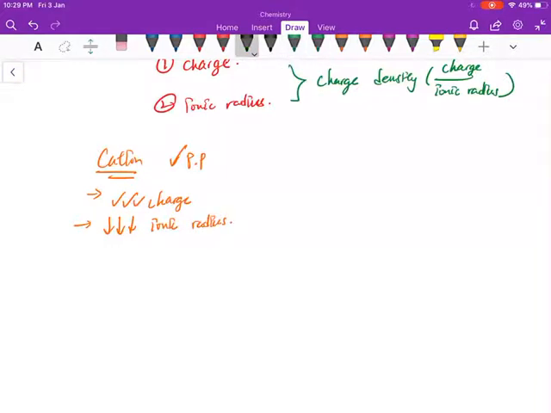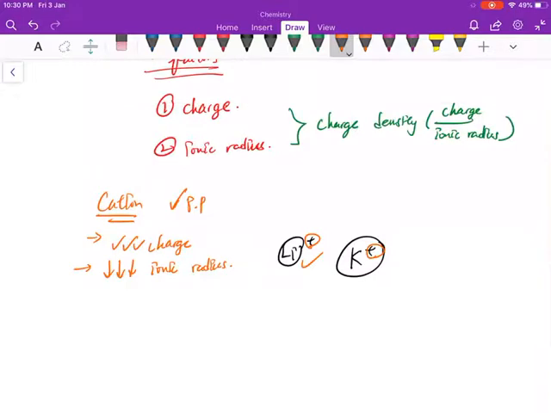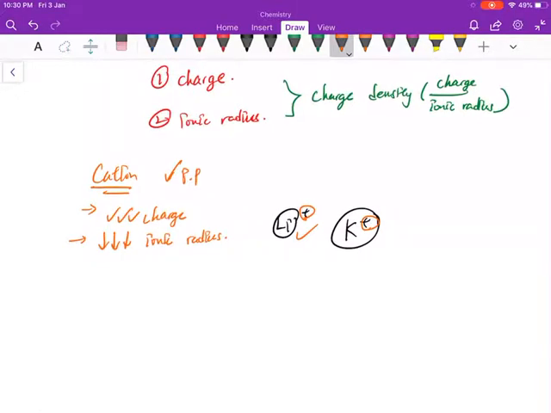So let's give an example: lithium cation and potassium cation. Which one has a high charge density? Well, it's obviously lithium. What is the reason behind it? Well, it's because they both have a single positive charge, and we know lithium is way smaller than potassium. So the ionic radius of lithium is way smaller than potassium. That's why lithium has a high charge density and a higher tendency to distort the electron cloud of an ion.